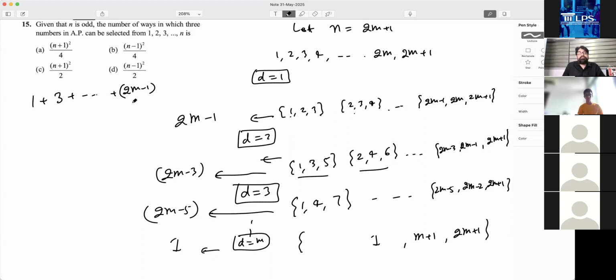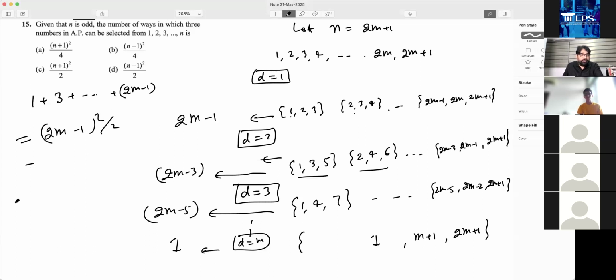And this is the sum of 2m minus 1 odd integers, so there is a square. This is equal to 2m minus 1 whole square. Put back the m value. 2m we can write as n minus 1. So that will become n minus 1, the whole square by 2 will come. I think so. Sum of, yeah, by, no, not by 2.